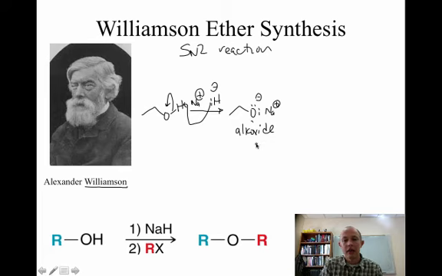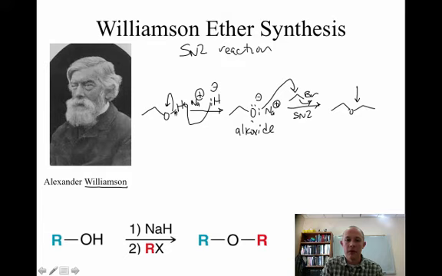Okay. Now we need to add an electrophile. I'm going to choose ethyl bromide because I want to make diethyl ether. Now we're going to have our SN2 reaction. And notice that we formed a new bond between oxygen and carbon. So now this is the bond that was formed.